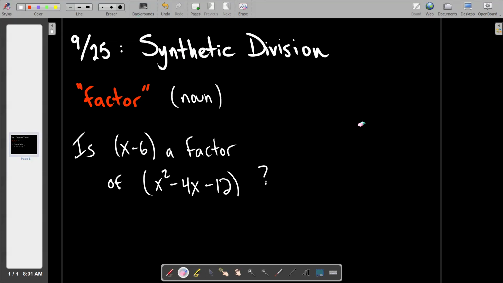So if I asked you, is 4 a factor of 20? You'd be like, well, yeah, of course it is. And we can prove that because we can show someone that 4 wholes times 5 wholes makes 20, correct? No decimals or remainders required. So the question here is, can I prove to someone or disprove, does x minus 6 go into x squared minus 4x minus 12? Can anyone think of a way to answer that question?